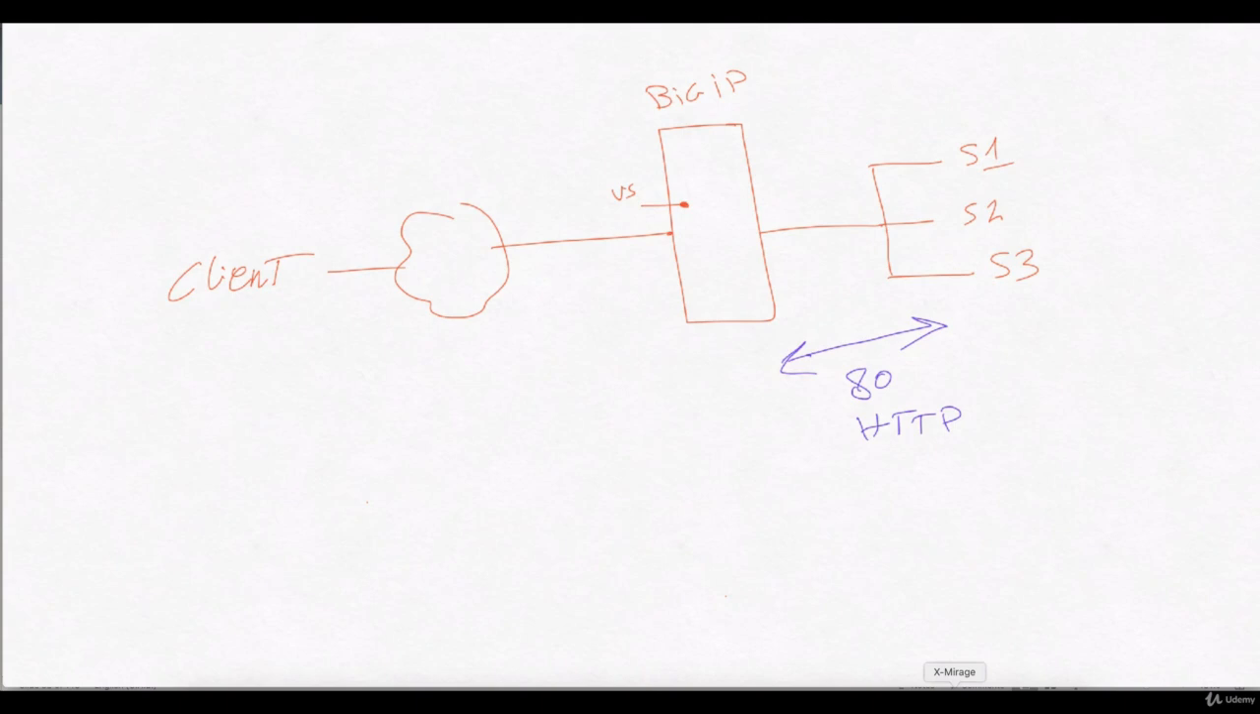It's not encrypted. What we would like to achieve here is that between the big IP and the client, as of now, as per our virtual server configuration, it is on port 80 as well. So we would like to make it port 443 to use HTTPS. We will keep the server side on port 80.